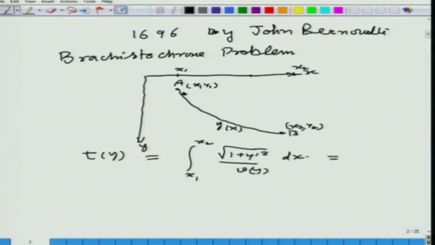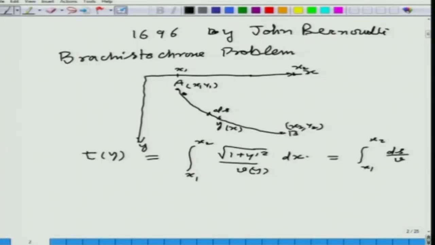Here ds is the element arc length along this curve. So, ds upon the velocity is the time taken by the particle coming from this point to this point in this element. The total time taken by this particle from A to B is given by the integral from x1 to x2 of ds upon v. So, ds is square root of 1 plus y prime square, and the velocity v is taken as a function of y. That is the time taken by the particle sliding from point A to B.